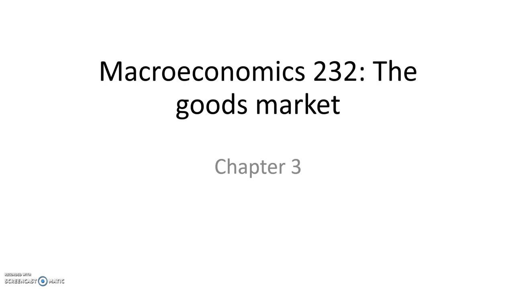In this video we will be covering Chapter 3 where we will be looking at the goods market. Chapter 3 looks at equilibrium in the goods market and the determination of output. It focuses on the interaction between demand, production and income. It shows how fiscal policy affects output.